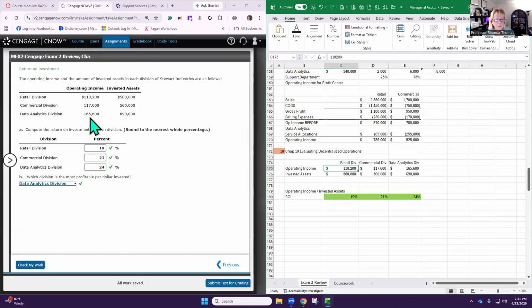Now they're going this direction; I've got them going across. Then I took these invested assets and pushed them out here. The ROI is found by taking your operating income and dividing by your invested assets, and they only want it to a whole percentage. So we took operating income and divided by its invested assets. If you look at each of these, data analytics is the winner, being the most profitable per dollar invested. That's it for now.